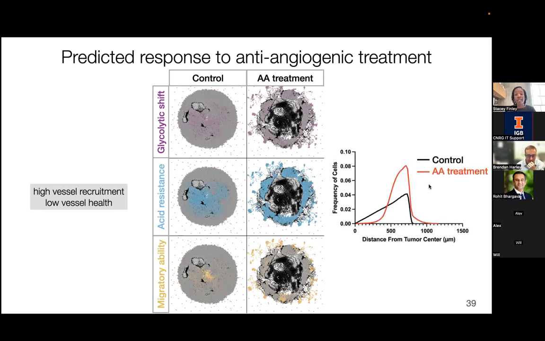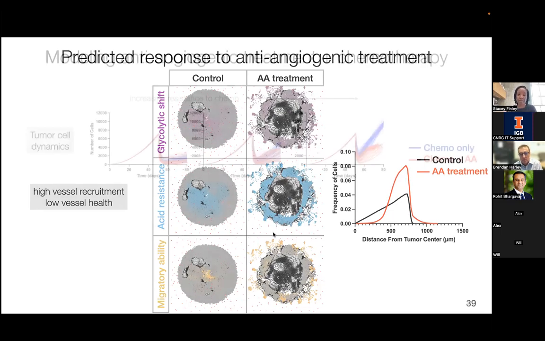And we can also quantify this movement out of the center of the tumor, where if we look at the frequency of cells, so how many cells are present in a certain distance from the tumor center, we can see what happens when we have control, so no treatment, and how that distribution is really shifted towards the right, meaning that the cells are moving away from the center of the tumor when we have anti-angiogenic treatment. So a quantitative way to see this qualitative result of greater dispersion of the tumor cells.